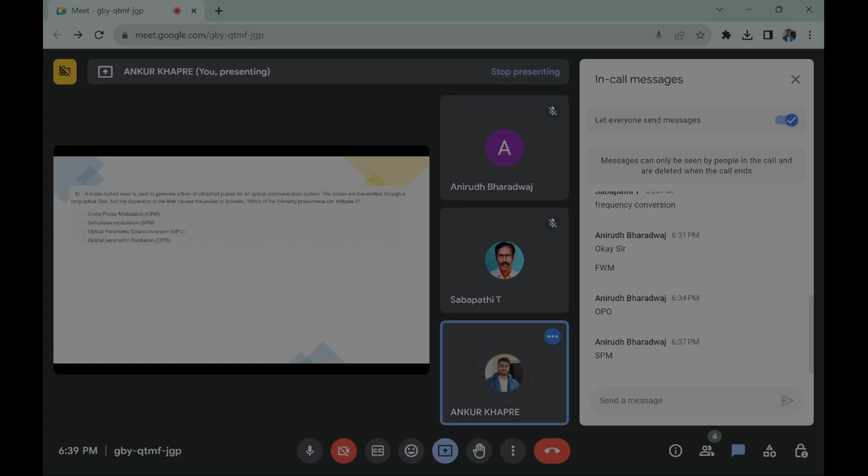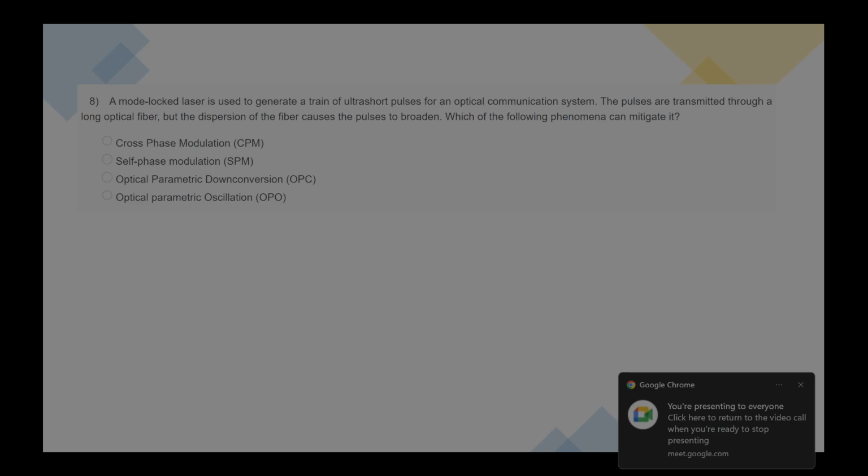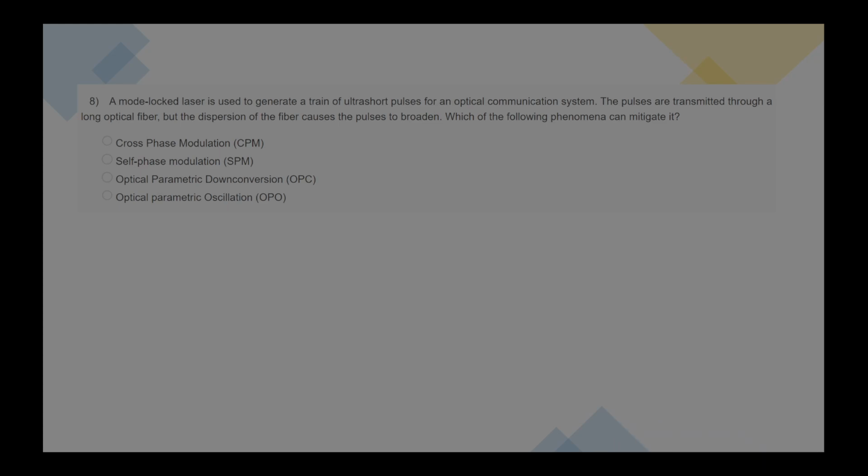SPM, self phase modulation. Yes, it is correct. SPM is a non-linear optical effect in which the refractive index of the material changes in response to the intensity of the optical signal. When the light pulse passes through the non-linear optical material, the intensity of the pulse causes the refractive index of the material to change. This change in refractive index will cause the pulse to chirp. If the chirp is chosen correctly, the SPM induced chirp can compensate for the dispersion of the optical fiber and prevent pulse broadening. So here SPM is the correct option. This phenomenon mitigates it.